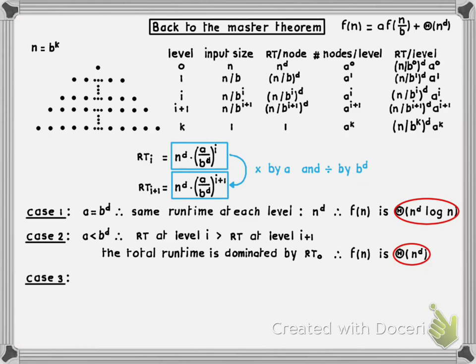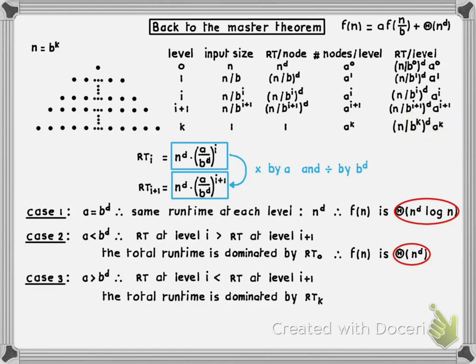Finally, the last case is when a is greater than b to the power d. So what happens is you're multiplying the runtime at this level by a number a, and then you're dividing by a smaller number. So overall, you're multiplying by a number that's greater than 1, which means the runtime at level i is less than the runtime at level i plus 1. In other words, the runtime increases as you go down the tree, which means the overall runtime is dominated by the runtime at the leaf level, level k.